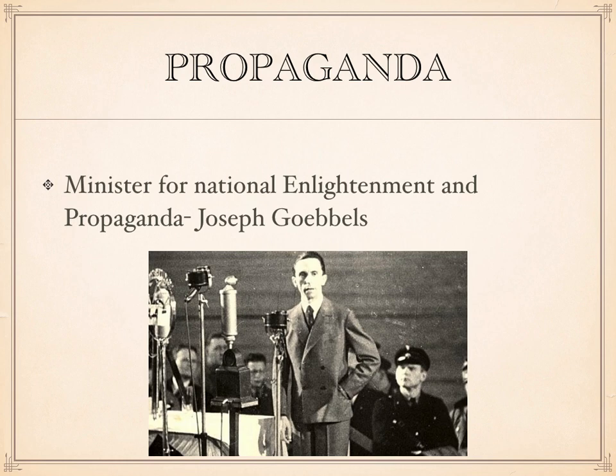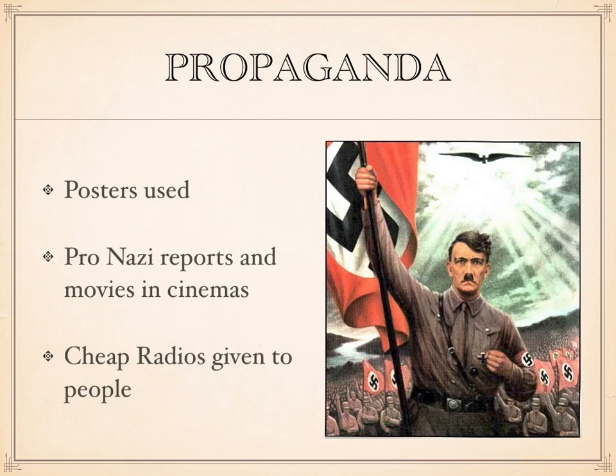Another aspect of life in Nazi Germany that allowed Hitler to consolidate power was the use of propaganda. The Nazis took propaganda to a level that really hadn't been seen before, and the man mainly responsible for it was the Minister for National Enlightenment and Propaganda, Joseph Goebbels. Pro-Nazi propaganda was everywhere with posters like this. Goebbels also provided cheap radios so that everyone could listen to broadcasts of Hitler's speeches.